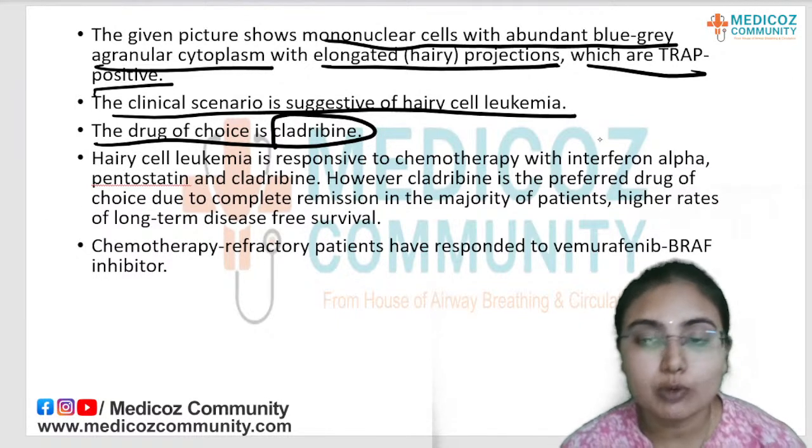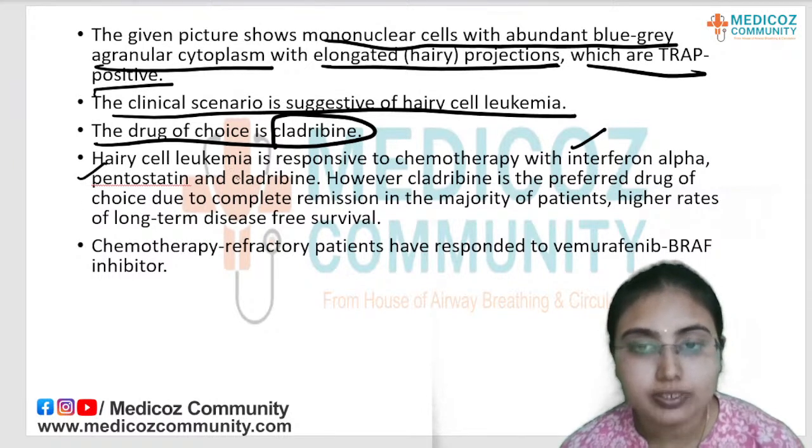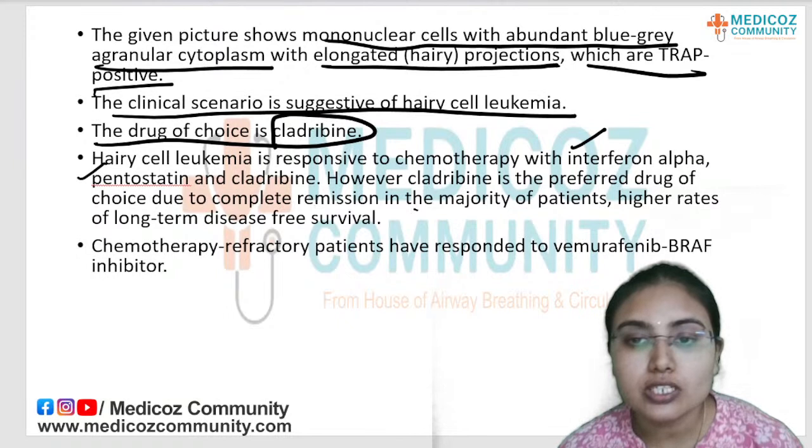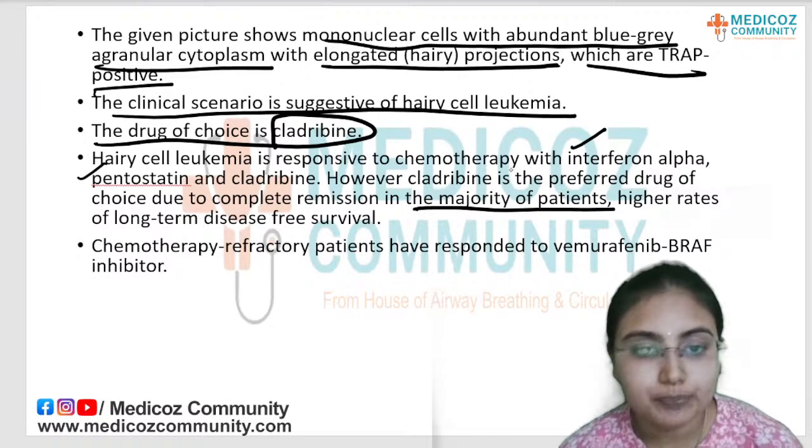Hairy cell leukemia is responsive to chemotherapy with interferon alpha also, pentostatin and cladribine. However, cladribine is the preferred drug of choice due to complete remission in the majority of patients. And we also have a higher rate of disease-free survival.